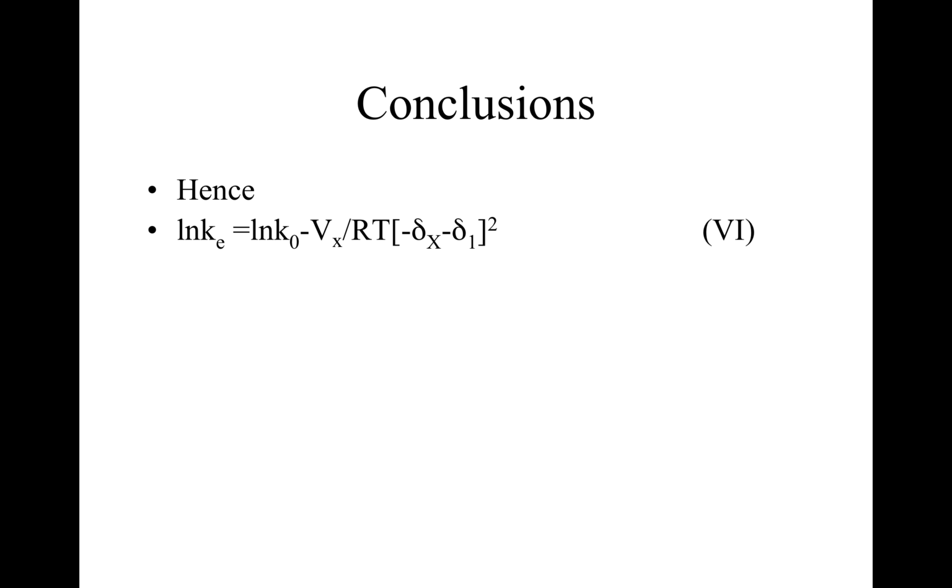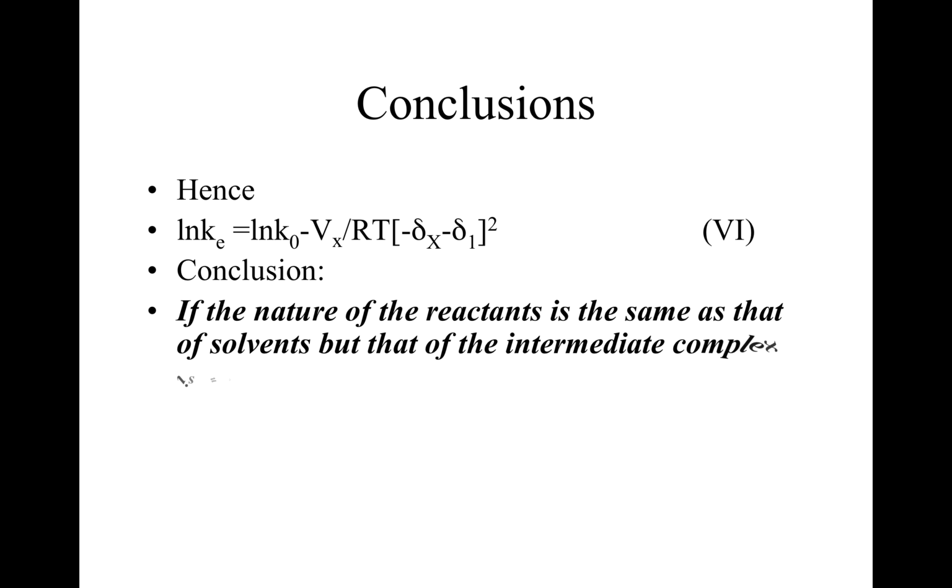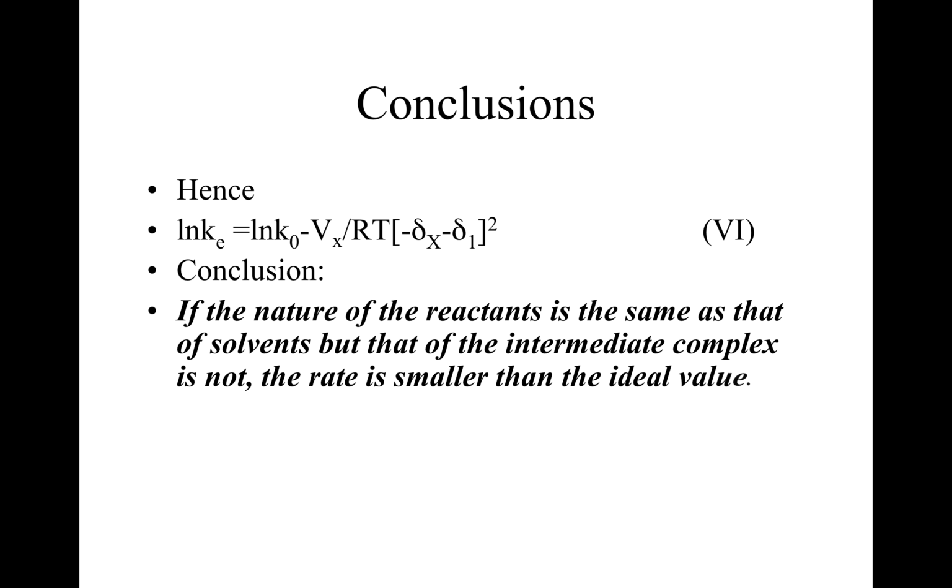Consequently, ln Ke will be equal to ln K0 minus VX/RT times (δX − δ1)². In conclusion, if the nature of the reactants is the same as that of the solvent, but that of the intermediate complex is not, the rate is smaller than the ideal value.